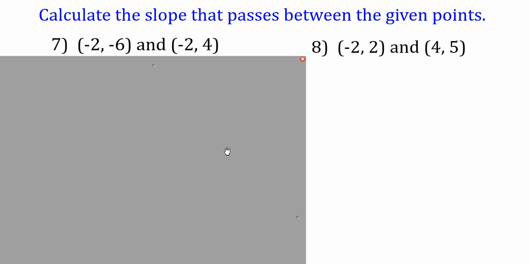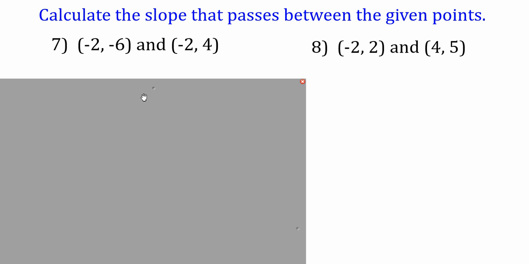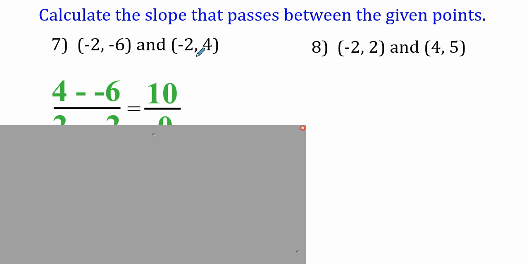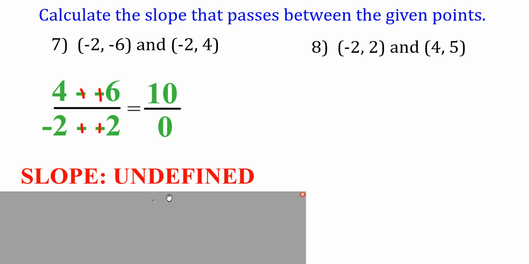So the one on the left, again, we're going to do the change in the y's over the change in x. The outputs compared to the inputs. So let's say I start with our point here. 4 minus negative 6 over negative 2 minus negative 2. Again, subtracting a negative is like adding a positive. It's telling you to take the opposite. So 4 and 6 is 10. Negative 2 and 2 is 0. Again, we know we cannot divide by 0, therefore it's an undefined slope.